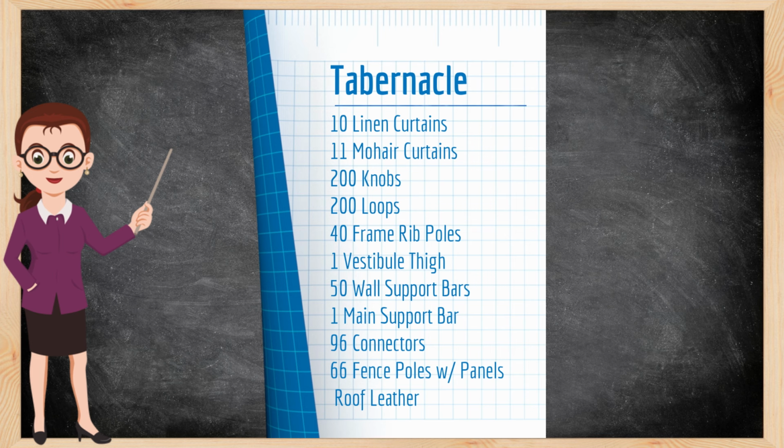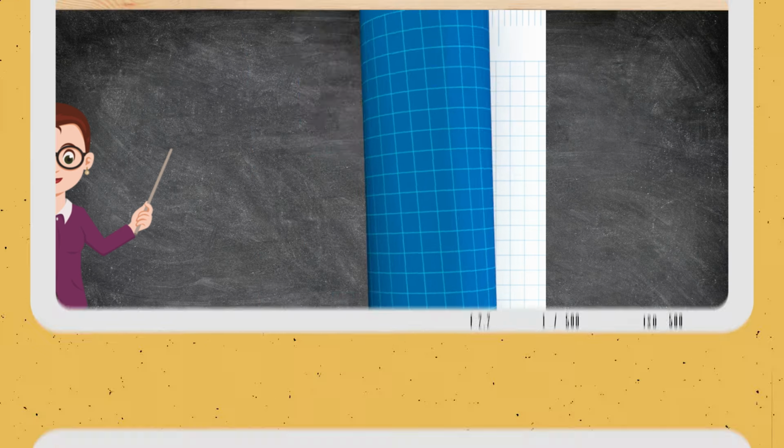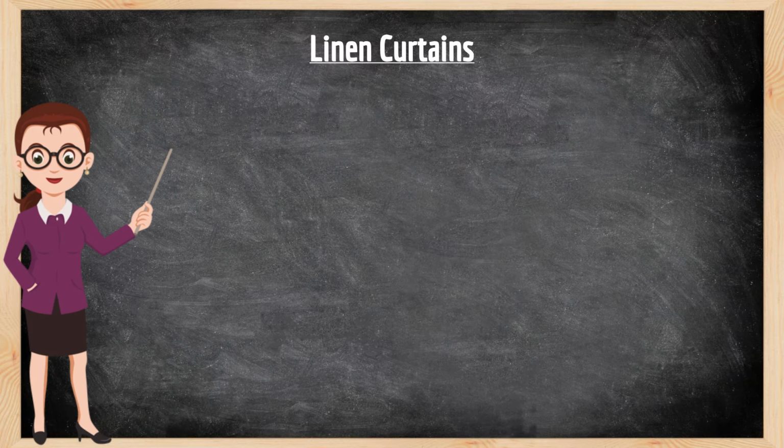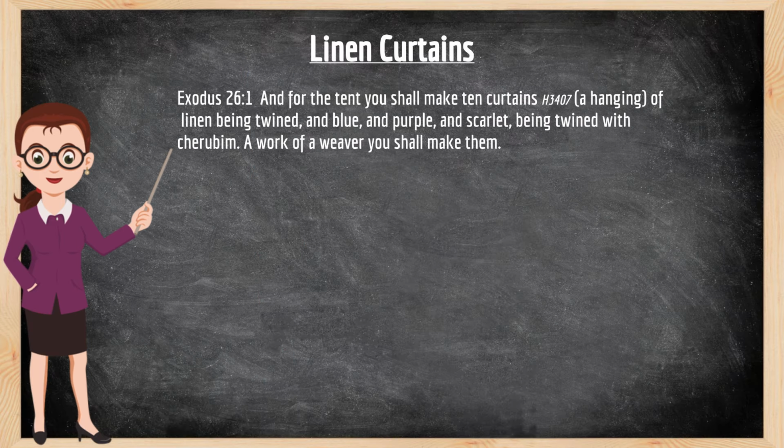So let's look at the instructions that Eloah gave to Moses to see if we can find any calendrical orientations. The linen curtains. Exodus 26:1. And for the tent you shall make 10 curtains. And this word is Hebrew 3407, meaning a hanging of linen being twined, and blue and purple and scarlet, being twined with cherubim. A work of a weaver you shall make them.